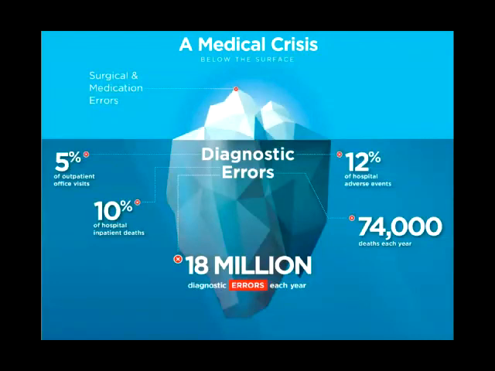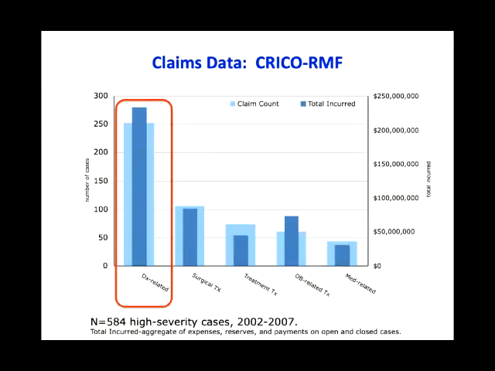Diagnostic errors account for 12% of hospital adverse events and are responsible for 74,000 deaths per year. And this is American data, and I don't have the date or the year that this was collected. And they estimate up to 18 million diagnostic errors are committed per year.